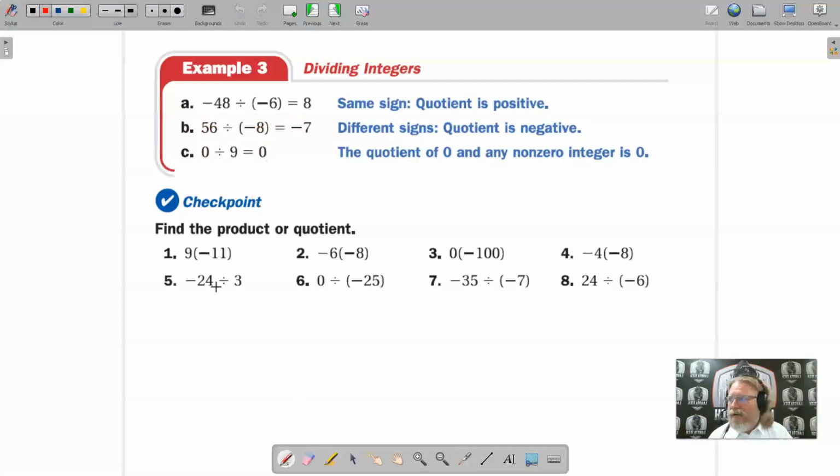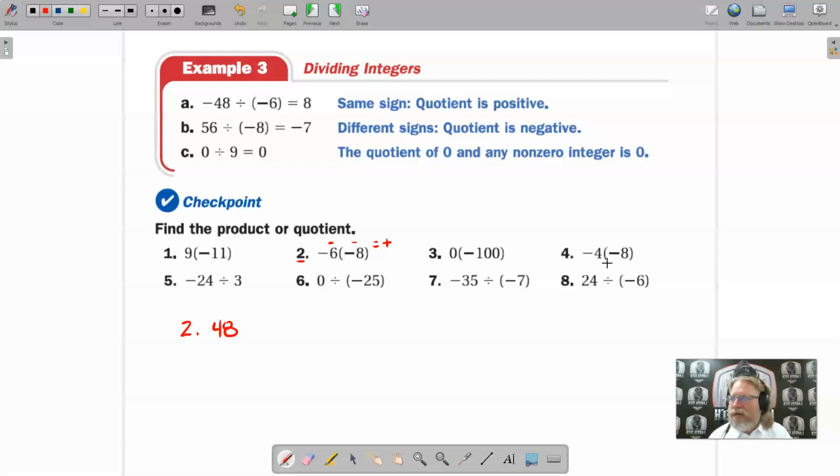So let's do some of our checkpoint stuff here. It looks like 1 through 4 is all multiplication, and 5 through 8 is all division. So we'll pick a couple of those out. Let's do number 2. I have a negative times a negative, so they're the same sign, so it's going to be positive, right? And for problem number 2, negative 6 times negative 8 is going to be a positive 48.